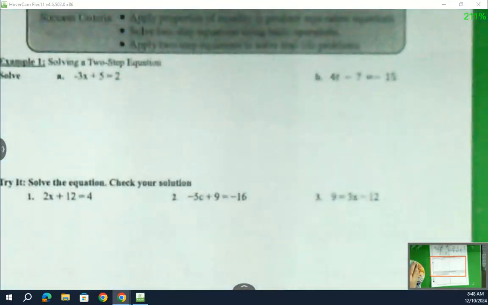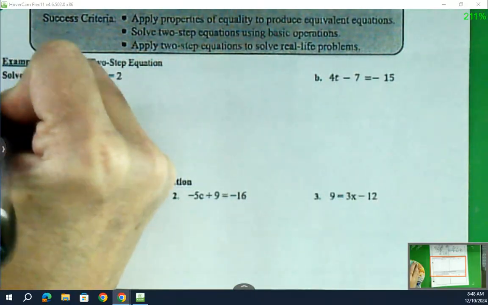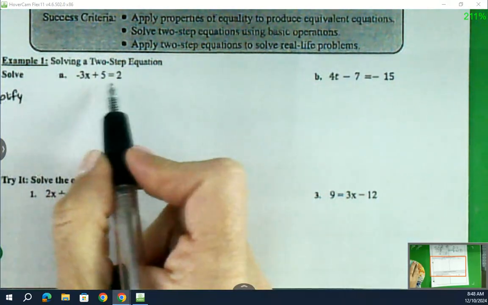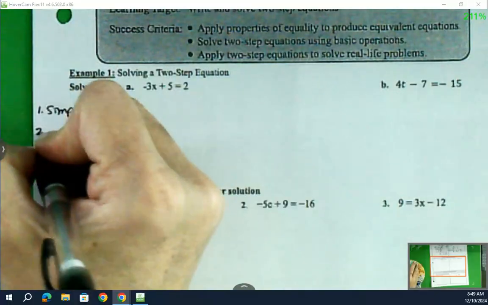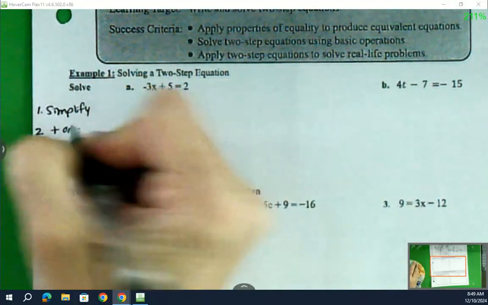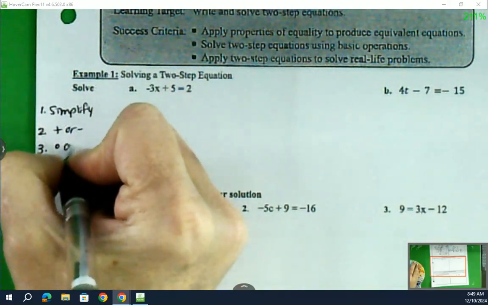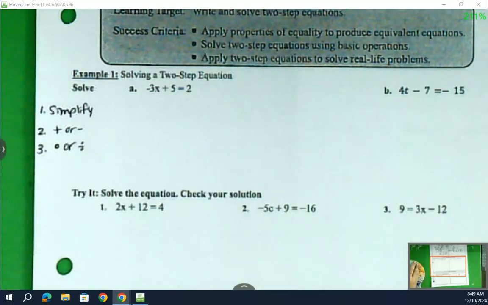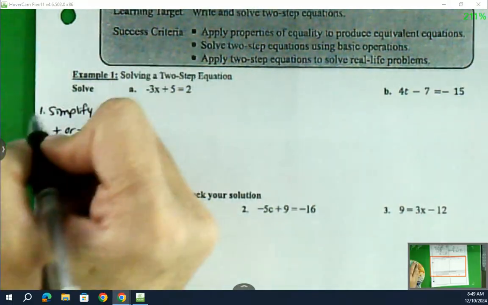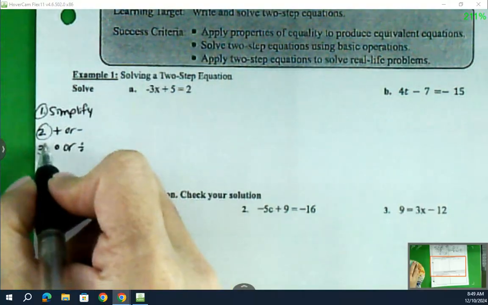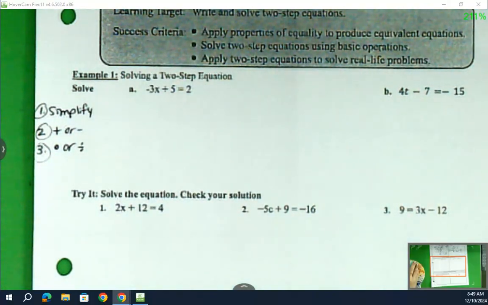With our steps, the first thing we want to do is to simplify if there's any like terms that we can combine on either side. Step 2 would be to undo addition or subtraction. Whatever is happening to x, we do the opposite. And step 3 is to multiply or divide. And in the case if we have a fraction coefficient of x, we are going to multiply by the reciprocal in order to get 1 times x at the end there.